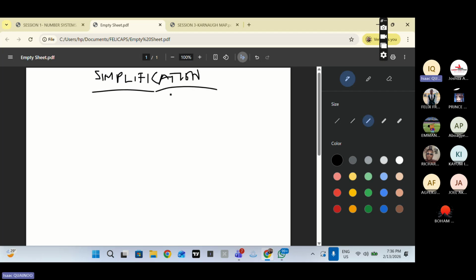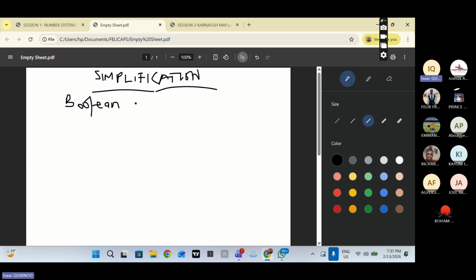All right, so we want to learn how to simplify our Boolean expressions. And if you want to simplify Boolean expressions, there are two different ways to go around it. You can decide to use your Boolean laws, okay? So we have our Boolean laws. Boolean laws are just derived from our truth table.